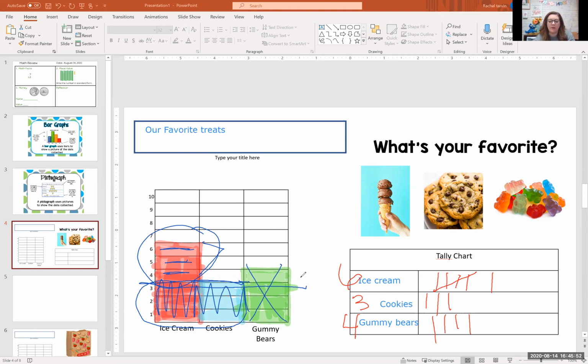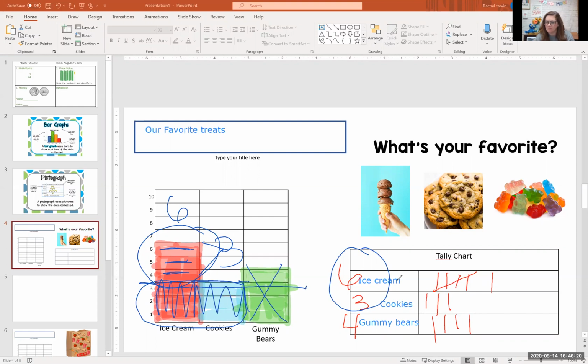You can also do that by looking over here at your tally chart data and thinking, how many more people voted? So I could take ice cream is 6, cookies is 3. I want to know how many more. So I could put 3 in my head and count up. 3, 4, 5, 6. Oh, 3 more people voted for ice cream than cookies.